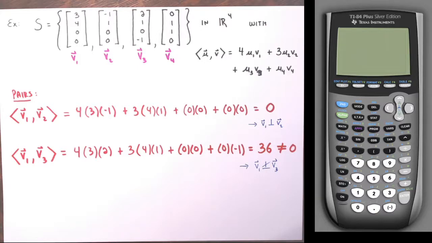And so I can stop now. I know I said there'd be 6 pairs, but you only have to check all 6 if you keep finding 0 as your inner product. As soon as you find one pair of vectors in the set that aren't orthogonal under the inner product, then the set is not considered orthogonal.